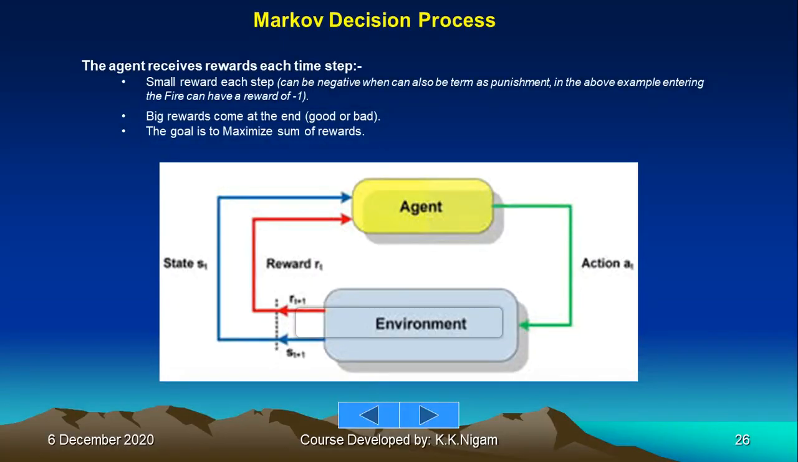The agent receives rewards each time, and the steps carry a small reward. Each step can be negative, which can also be termed as punishment. In the above example, entering the fire can have a reward of -1. Big rewards come at the end, good or bad. The goal is to maximize the sum of the rewards. So that is how this whole process goes.